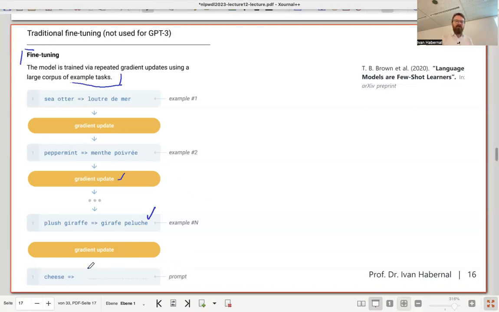Gradient update and so on. And then after you train the model, it learns a task, which is machine translation here, and you just show it a new one. And cheese, so what's going to be the translation? Fromage, exactly. So this is standard supervised training. You do the update of the weights after showing examples. So this is the standard so far.